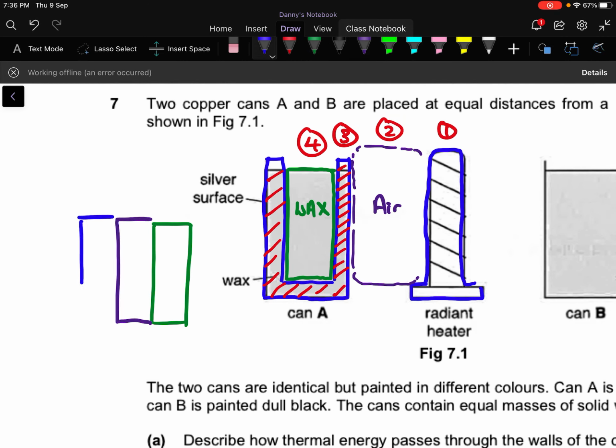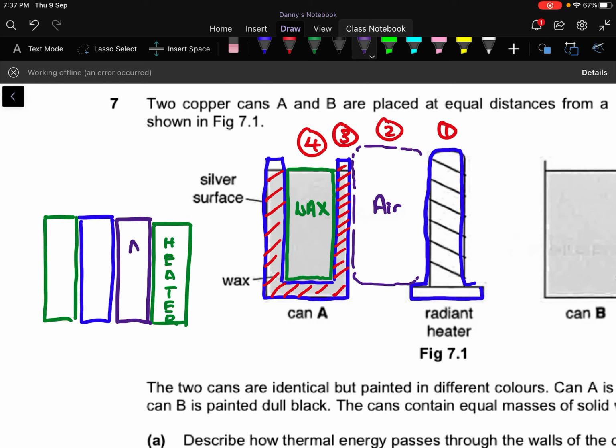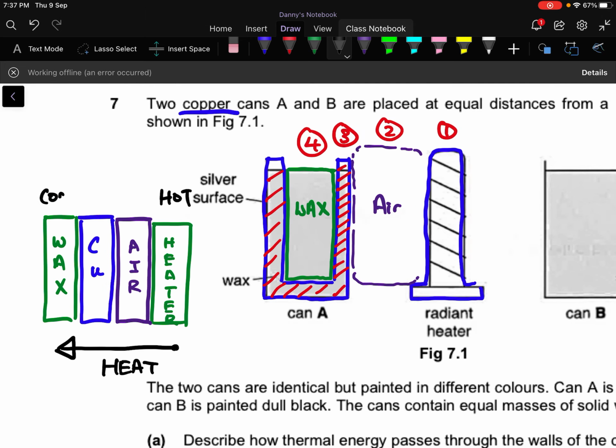So in this case, I will have a layer 1, 2, and 3. Forget about the color. I didn't pay attention to the color I use. I'm just trying to use the color to illustrate that they are different layers. So the first layer is, of course, the heater. And then I would have the layer of air. And then I would have the can, which is copper. I will use the chemical symbol here. And finally, I have wax. So basically, with this hamburger diagram, I can quickly tell that the heat is going this way, because this one is the hottest, and this one is the coolest.